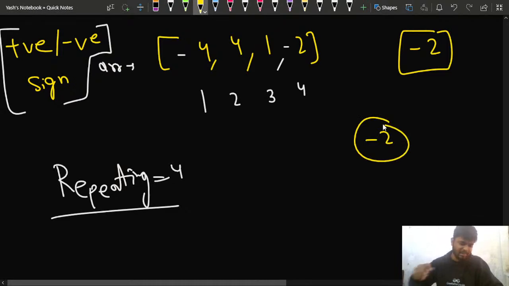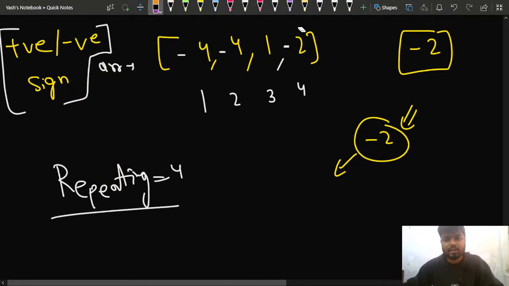So I know this element is -2, but I'll always take the absolute value. It might be that I made it -1 because I want to mark it, but whenever I'm going to a particular element, I am taking its absolute value because indexes are never negative. So if the element is -2 here, that means I want to go to the index 2, because I have made it negative, but the element is 2. So I want to go to index 2 and mark the element there as minus.